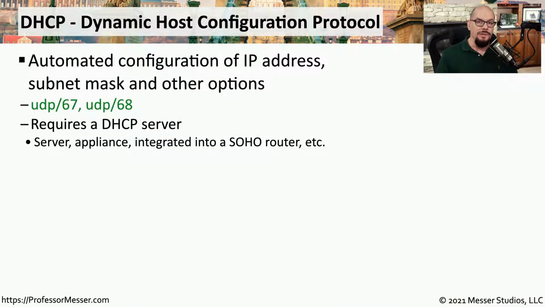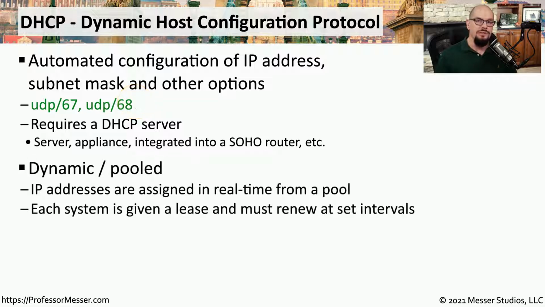If you've ever connected to a network for the first time and you were assigned an IP address automatically, you were probably using DHCP, or the Dynamic Host Configuration Protocol. This allows you to automatically configure devices with an IP address, a subnet mask, a default gateway, DNS settings, and other IP configuration options. DHCP commonly uses UDP port 67 and UDP port 68 to provide this automatic configuration function. Obviously, you'll need a DHCP server on your network, and if you're at home, this functionality is usually incorporated into your existing wireless or wired router.